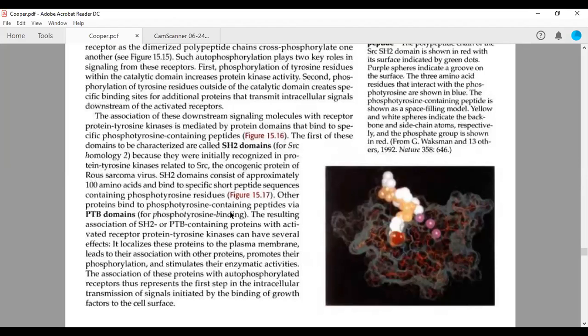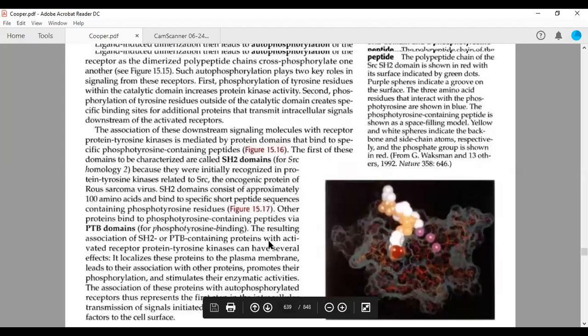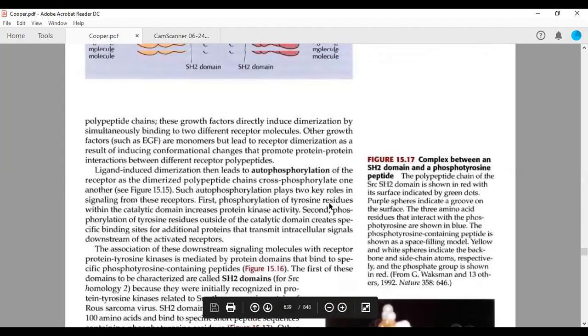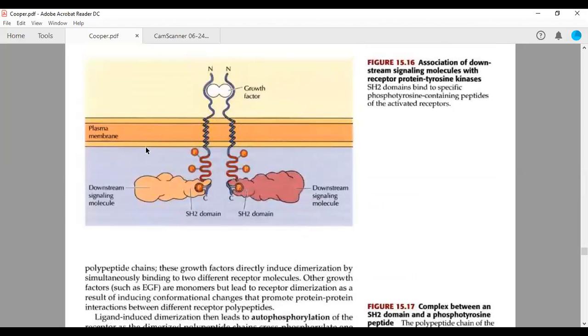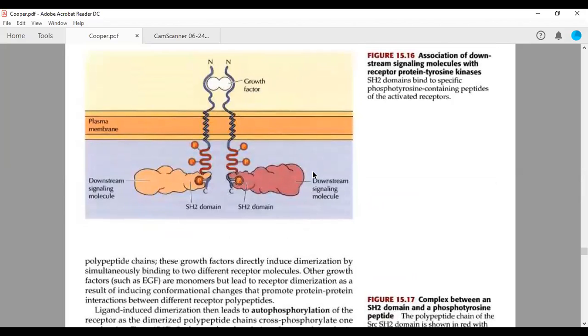Other proteins bind to the phosphotyrosine containing peptide via this PTB domain. This is the phosphotyrosine binding domain. The resulting association of SH2 or PTB containing proteins with activated receptor tyrosine kinases can have several effects. First of all, it will localize these proteins to the plasma membrane. Suppose some protein is present in the cytosol, so after binding with this phosphotyrosine, they will be recruited towards the plasma membrane, so they will be localized here.